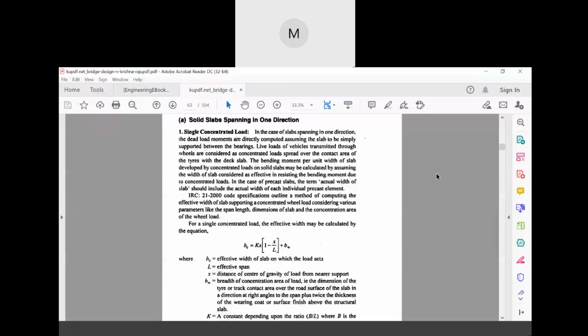Now, in case of precast, can you tell me what is precast slab? Do you know what is precast slab? Look, for precast slab, the precast means what? It has been made in some other place and it is brought to the site. Okay, that is known as precast slab.